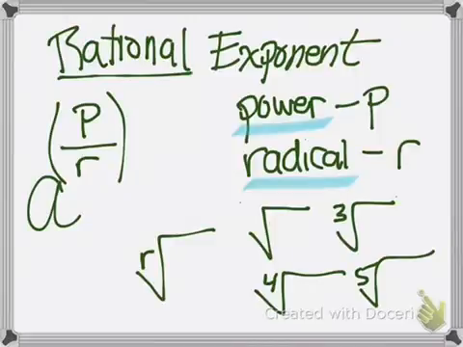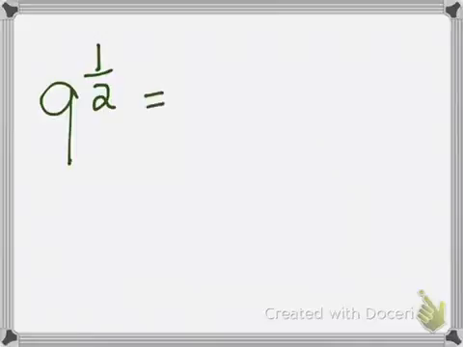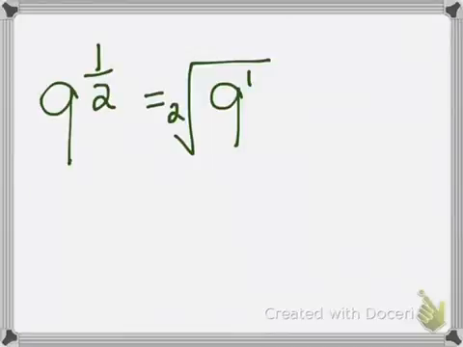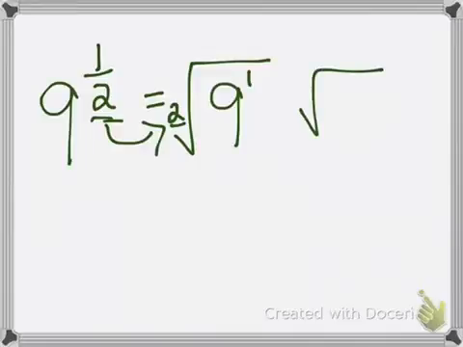So I think I should just switch the page. Let's go here. For the example, 9 to the 1/2, that really means 9 to the first power, and it's underneath the radical. Well, the square root, we don't really write the 2, but that's what that 2 means. It means the second root, or the square root. So really we're just finding the square root of 9, which is 3.